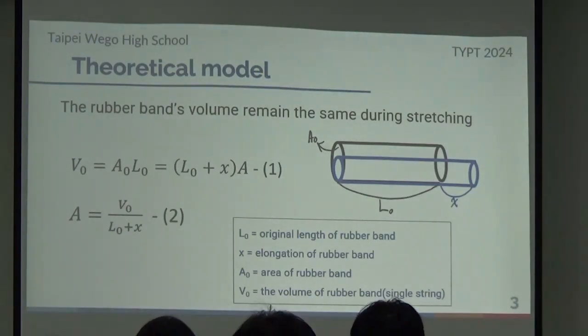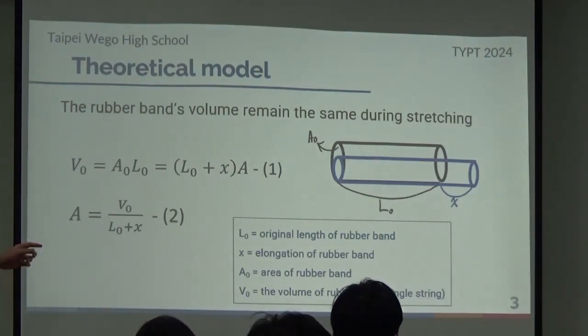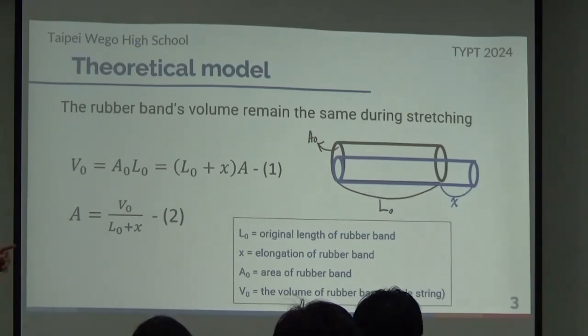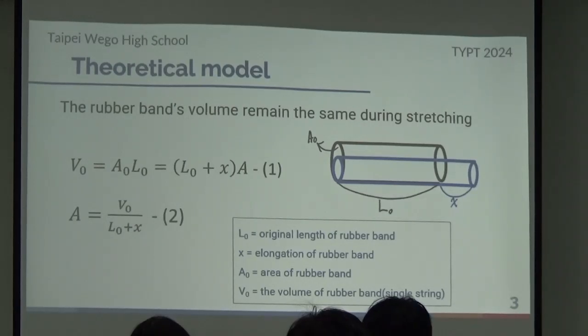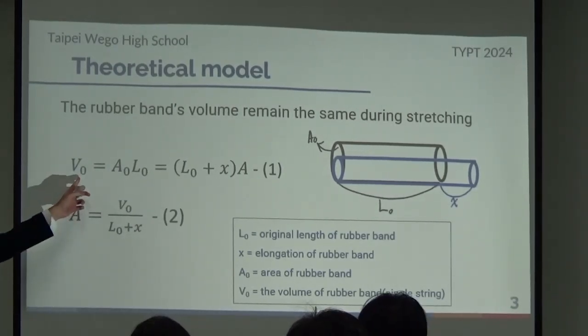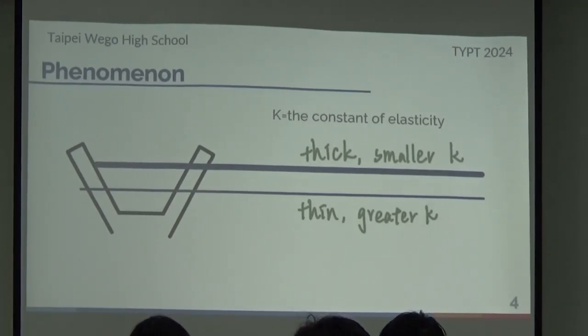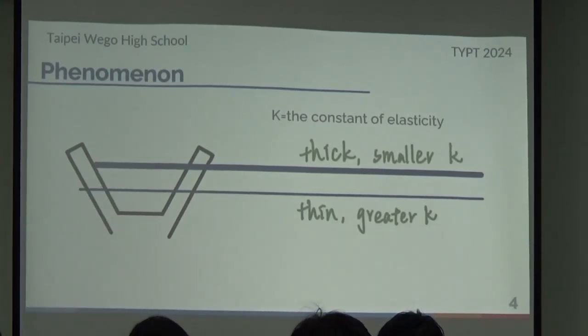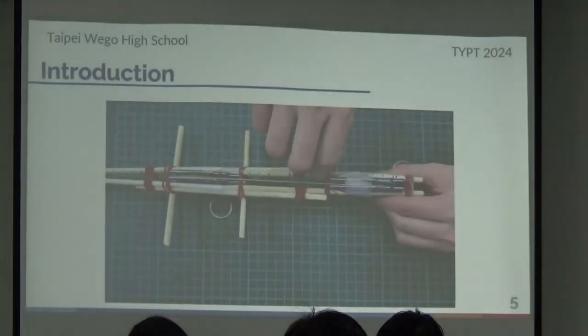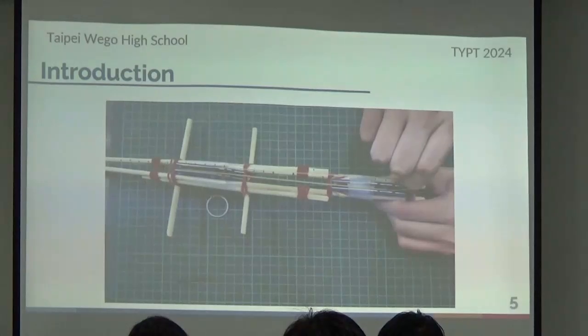Here's our theoretical model. When we stretch the rubber band, its volume remains the same, and we can get this formula. Because of the different contact area and different length of the rubber band, it will change the K value for different thicknesses of rubber band. And here is our experiment.